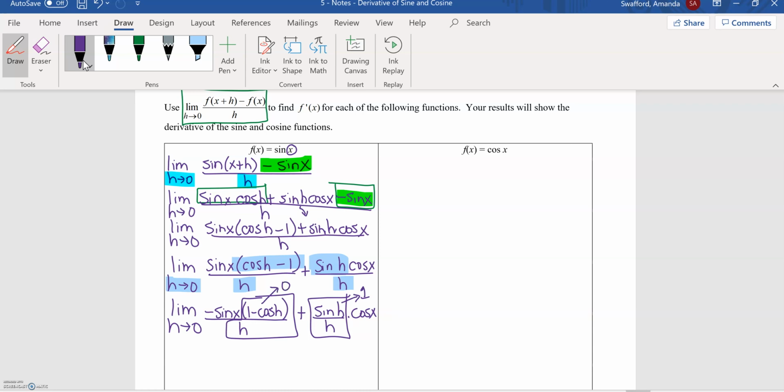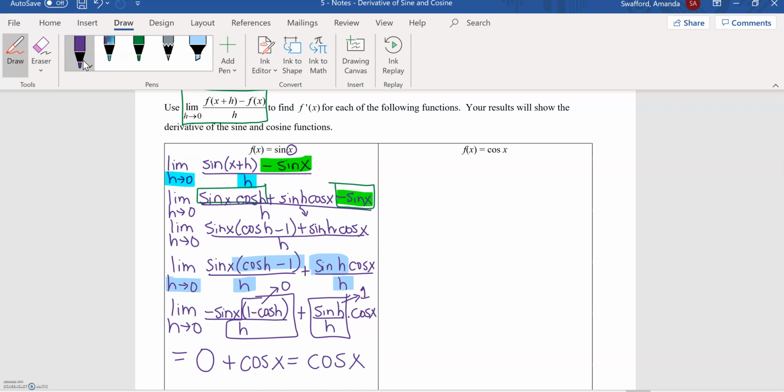And now we have that special trig limit right here, and as h goes to 0, this limit goes to 0. So in the first term, if that limit's going to 0, this whole first term goes to 0, and then I'm going to add to that the limit of the second term. Sine h over h goes to 1, and I'm left with that being multiplied by cosine x. So what we have just discovered is that the derivative of sine x is cosine x.